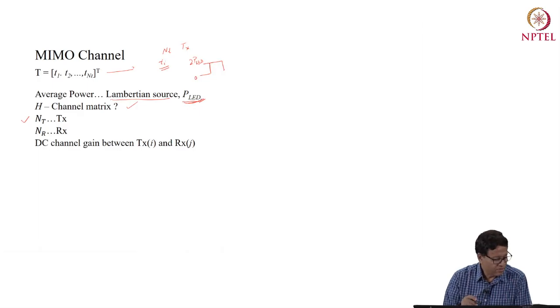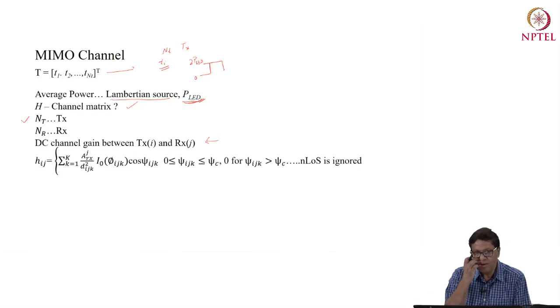So I'm trying to find out the channel gain, DC channel gain between TXI and RXJ. And this DC channel gain, as I had earlier explained, the bandwidth of the channel is quite high as compared to the bandwidth of the devices, the LEDs and the receivers. So it is actually a flat channel. So I need to just calculate only the DC channel gain between a transmitter I and receiver J.